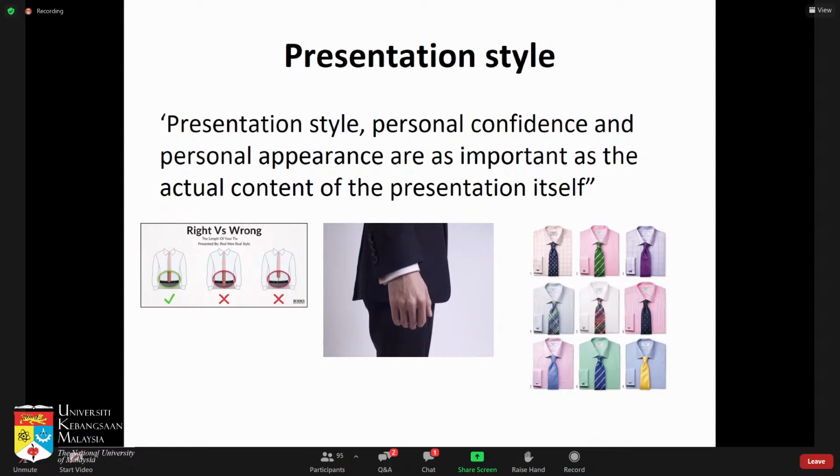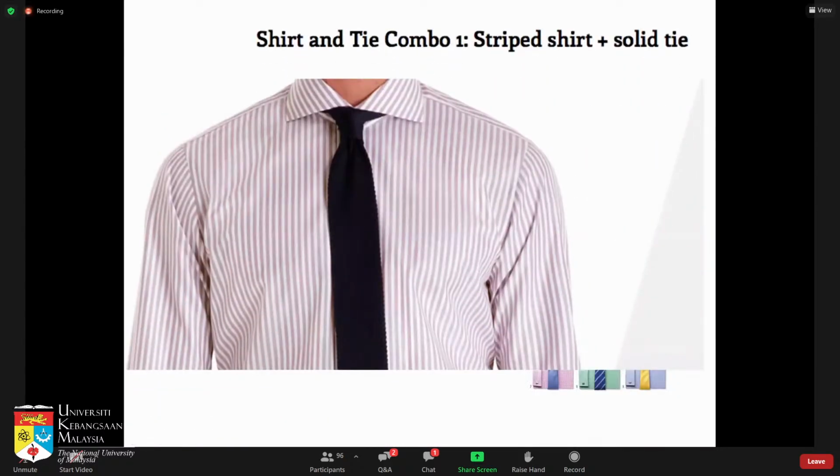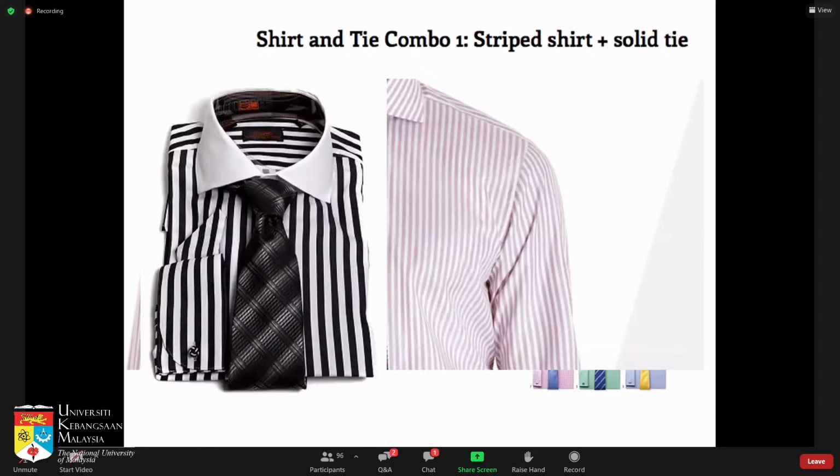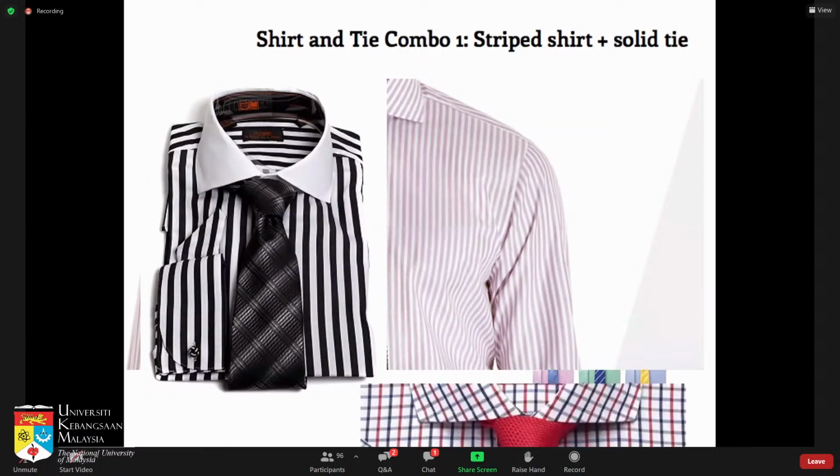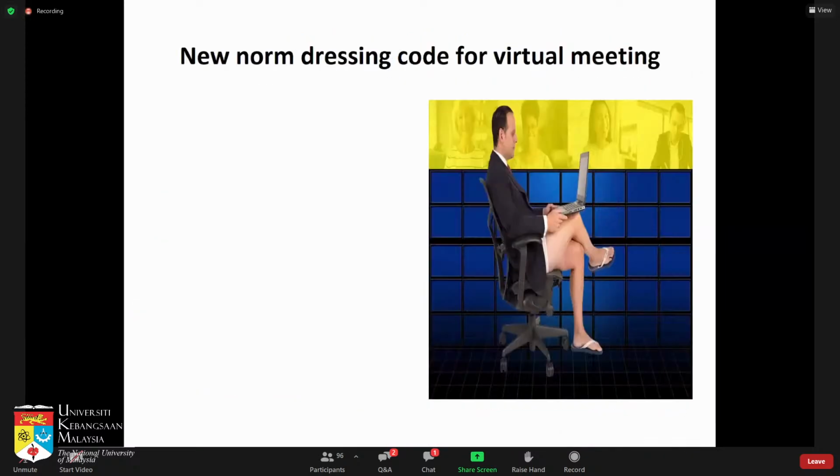But sometimes people say, I don't really care. Of course, you don't really care. But people will say, have you been attending professionally or not, this personal appearance and dressing code? Okay, so shirt and stripe color, this is awful. Why are you wearing a tie when your color is like this? So you have to be very careful.